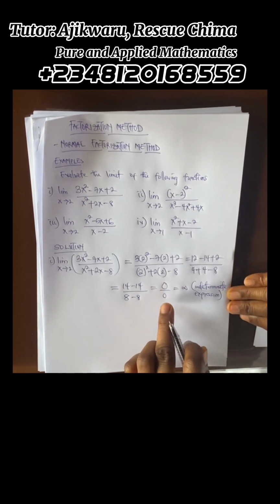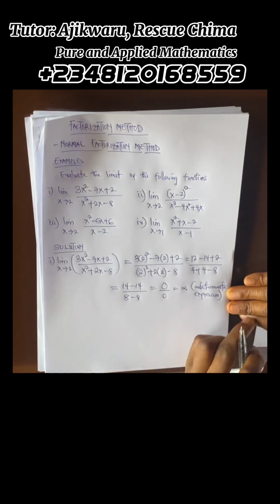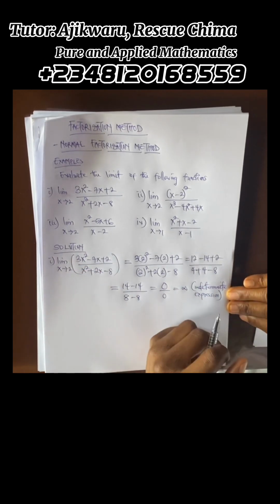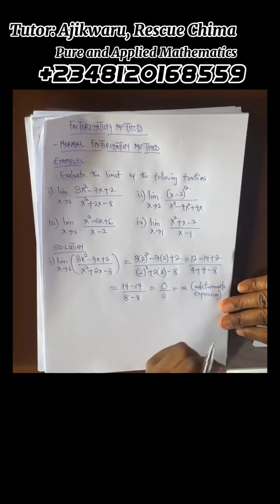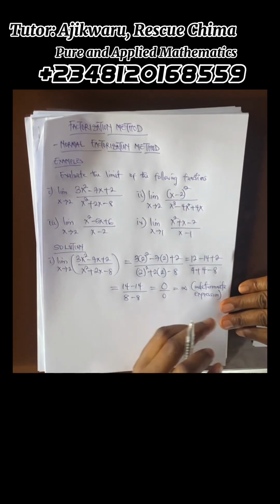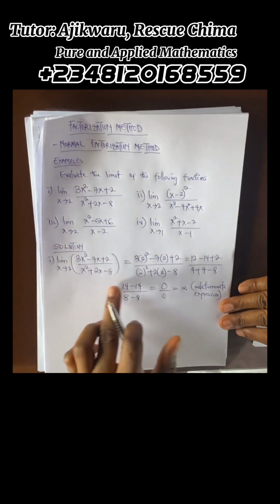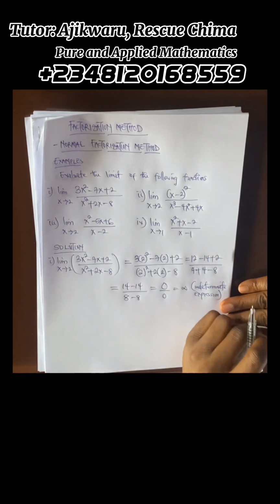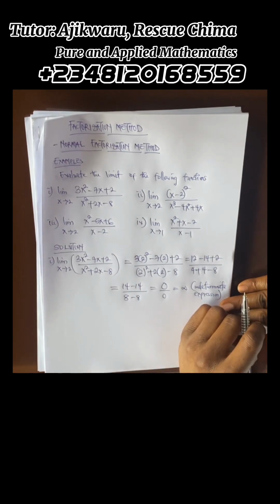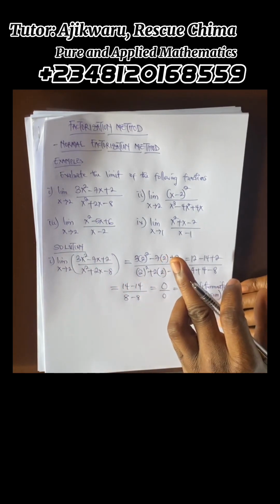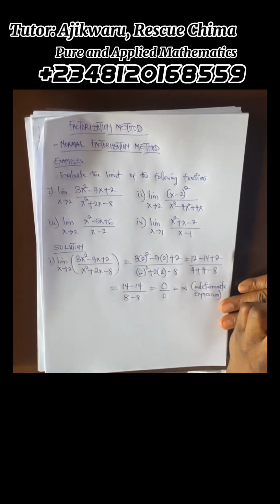Whenever you have 0 upon 0, it is indeterminate. And when we encounter this kind of problem by direct substitution, we now have to look for another method to evaluate this limit. And the next method that should come to our mind, considering the nature of the function, is factorization method. We can also use the normal factorization method.